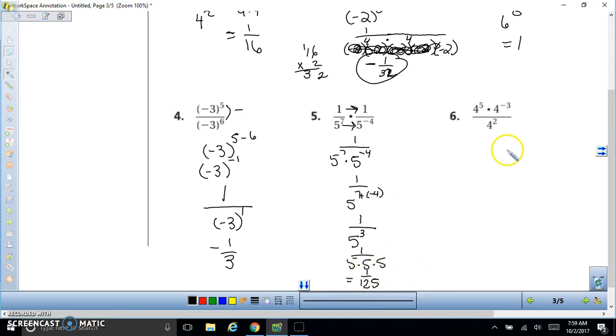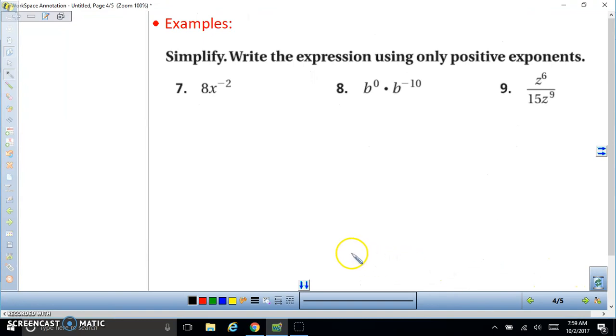Awesome. Let's go to number 6. We're going to use our product of powers right here. So 4 to the 5 plus negative 3 over 4 squared. 4 to the 5 plus negative 3 is 4 squared over 4 squared. Now we're going to use our quotient of powers and we're going to subtract. Now we'll have 4 to the 2 minus 2, which is 4 to the 0, which is 1.